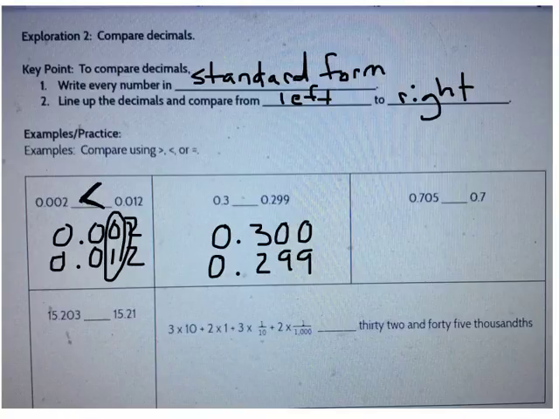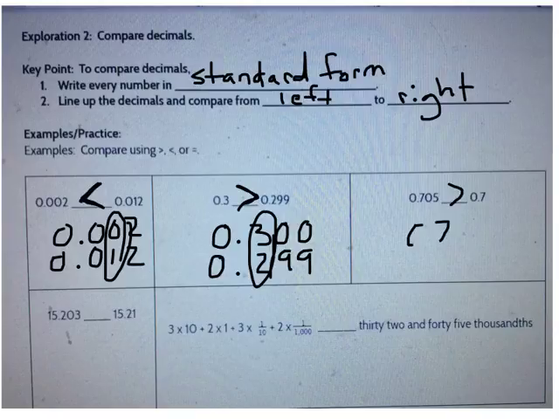Remember, I can add placeholder zeros at the end of decimal numbers. Which number is greater? Well, if I look in the tenths place, 3 tenths is greater than 2 tenths, so 3 tenths is greater. Now you try one. Make sure you line up the decimals and add zeros as necessary. Which one's greater, 705 thousandths or 7 tenths?